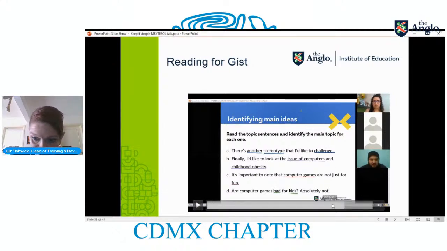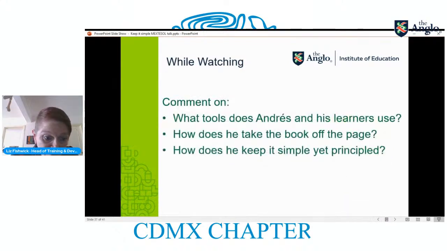All right, okay. So let's go back to the questions and please comment on the tools Andres and his learners use. How does this take the book off the page so it lifts the book? And how does he keep it simple yet principled with a focus on helping learners develop their reading sub skills? Okay, then. So can you please put a couple of comments in the comments box now, please?